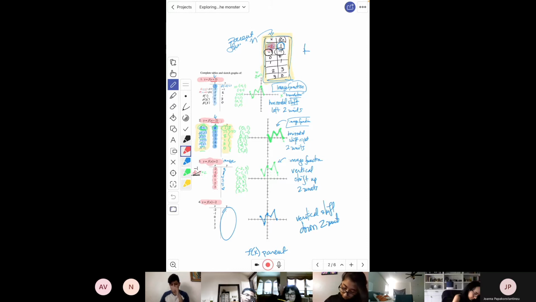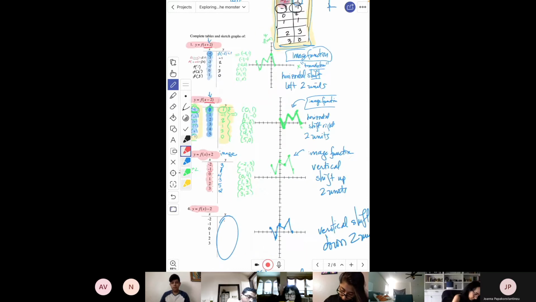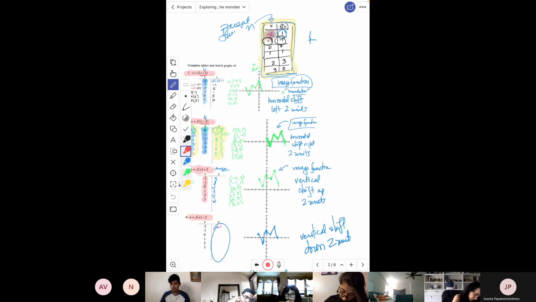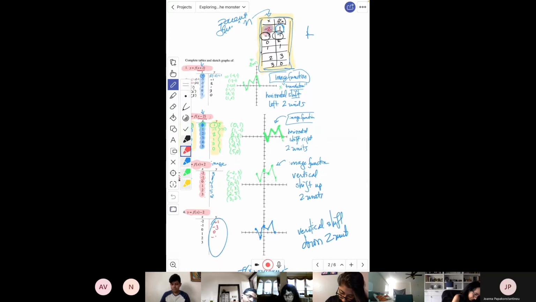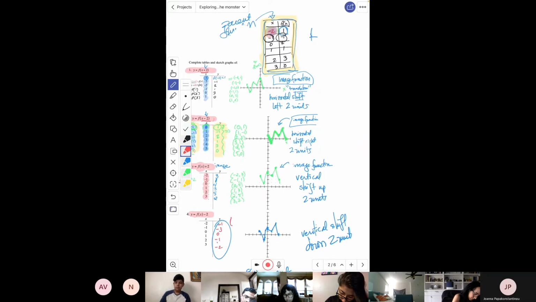So x of -2 gives an output of -1. -1 gives an output of -3. 0 gives an output of 0. 1 gives an output of -1. And 2 gives an output of 1. And 3 gives an output of -2. Excellent. Yes. So we have the points (-2, -1), (-1, -3), (0, 0), (1, -1), (2, 1), and (3, -2).